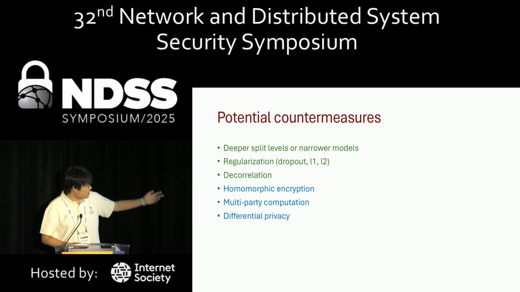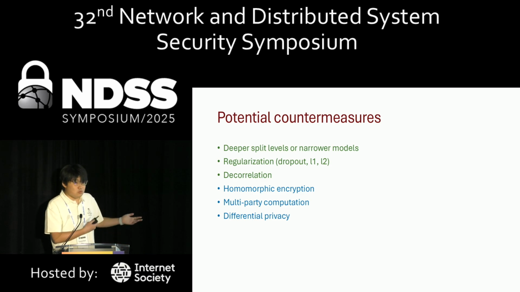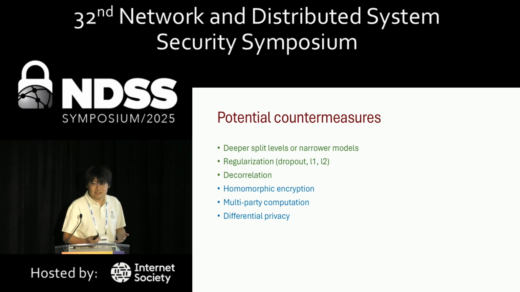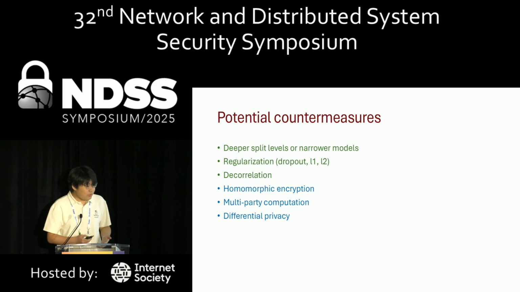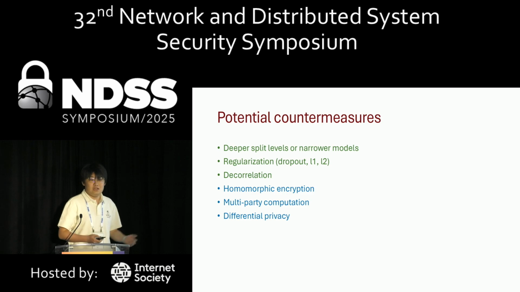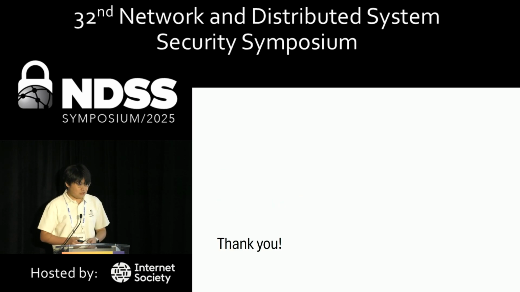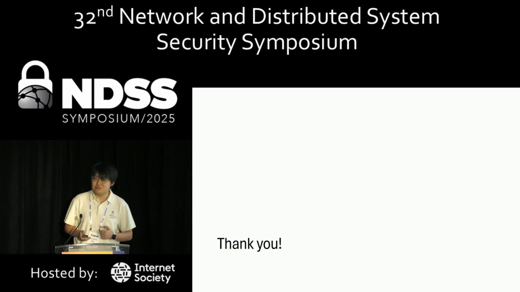So we can also try some cryptographic protocols, but that will include too much computational overhead and defeat the purpose of SL. We cannot do differential privacy here because we are sending F(x), which is not aggregated information. So that's all for the talk, and I'm happy to take any questions. Thank you so much.